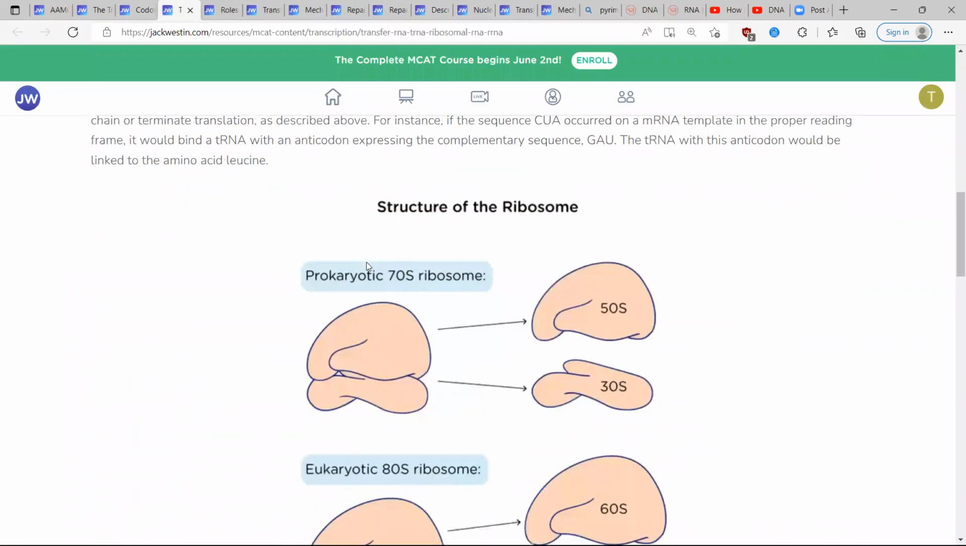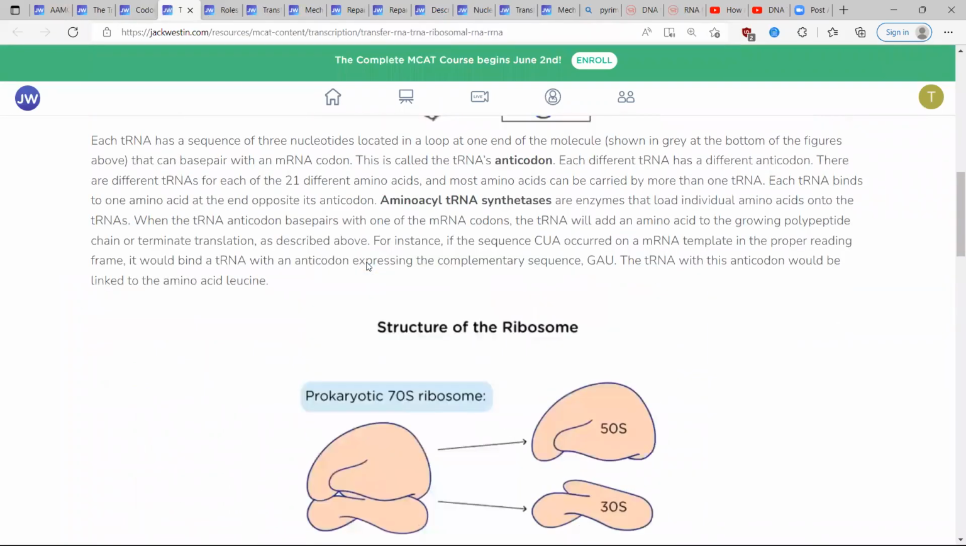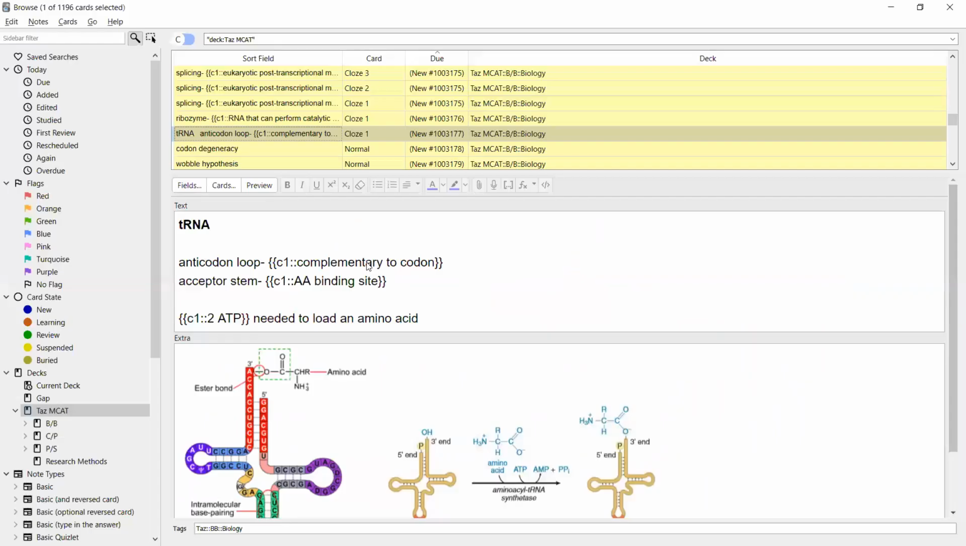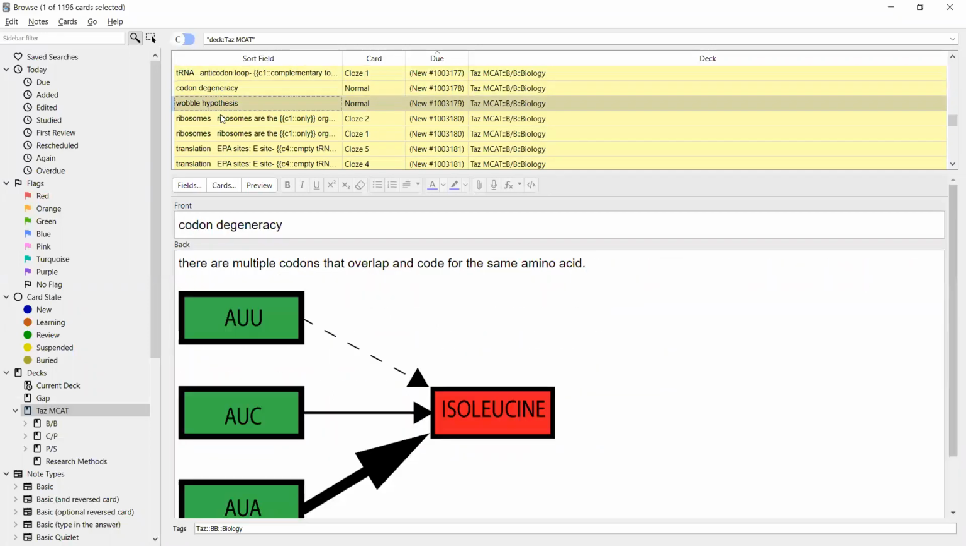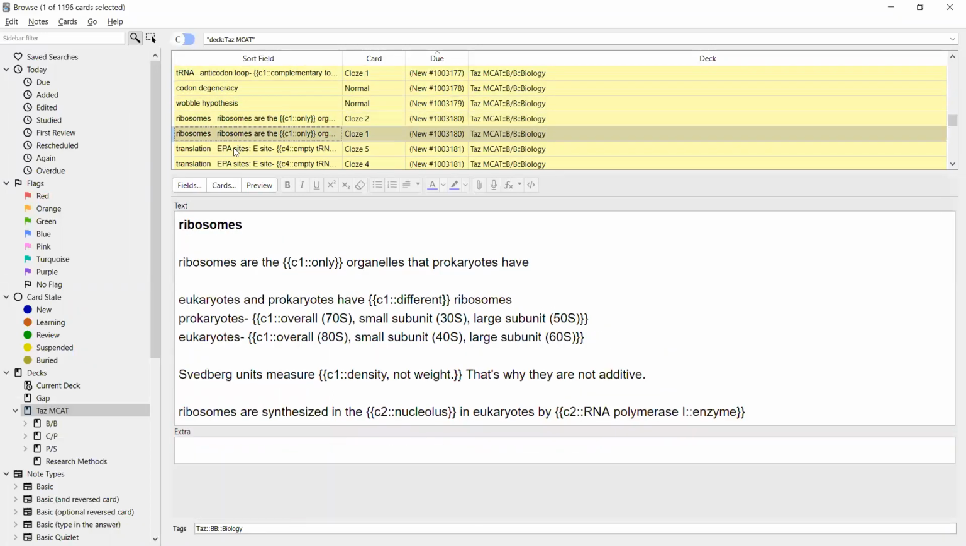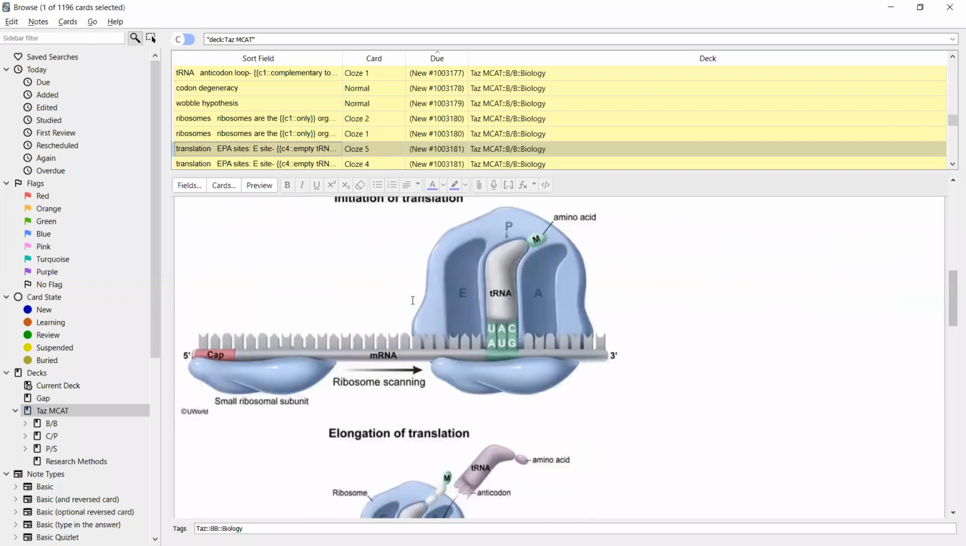So, where are the pictures? Where are the pictures? Here.